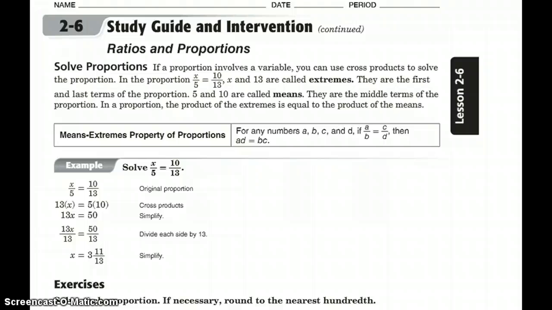Here, what we are going to be doing is solving the proportion. If a proportion involves a variable, you can use cross products to solve the proportion. They talk about the extremes and the means, but that's not what's really important. What you need to understand is what we've basically already been doing, and that this expression right here, A over B is equal to C over D, can be written this way by doing the cross products. BC is right there, and AD is right there. So I'm going to erase that so you can see it again. All right, the cross products are equal if it is a proportion.